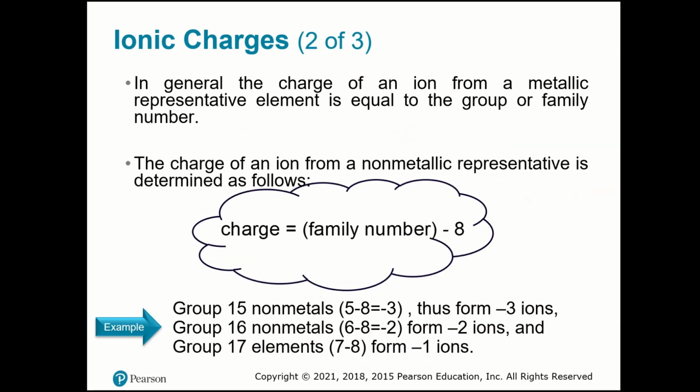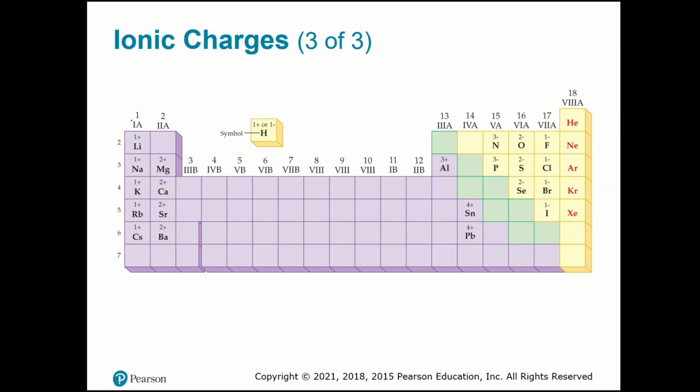So in general, the charge of an ion from a metallic representative element is equal to the group or family number. The charge of an ion from a non-metallic representative element is determined as follows: charge equals family number minus 18. But we only look at the last number. So 15 minus 18 becomes 5 minus 8, so -3, and it goes on. So it's easy to find. Group 1 is +1 for metals, group 2 is +2, and here are the non-metals, -1, -2, -3. Some elements will change a little bit, but these are fixed, so they will not change. The number that you see over here is the charge.